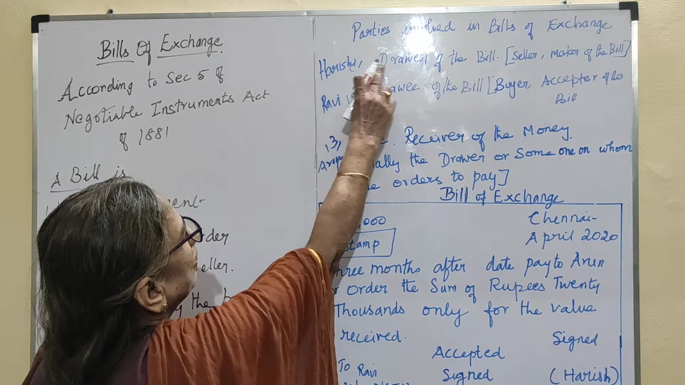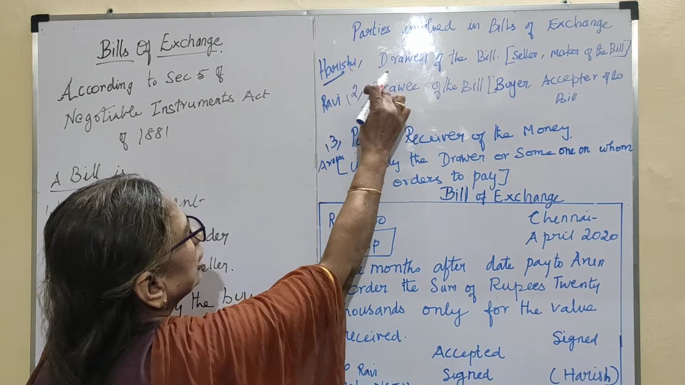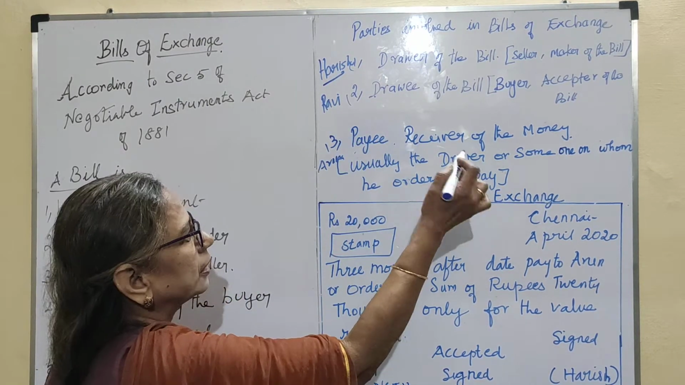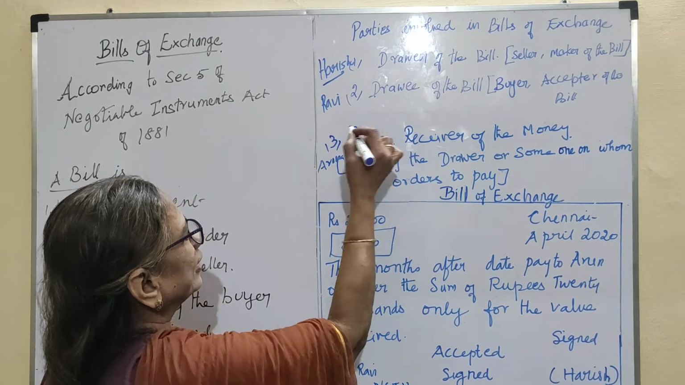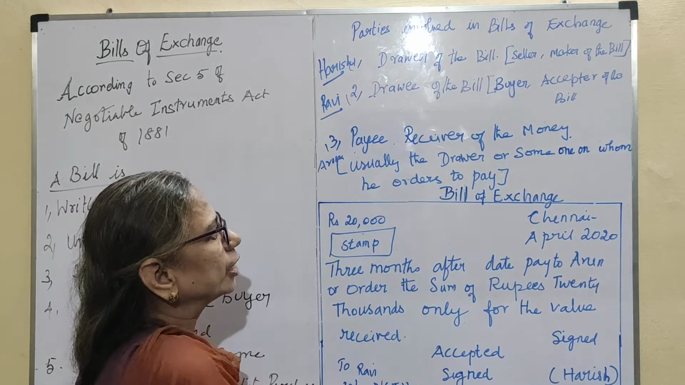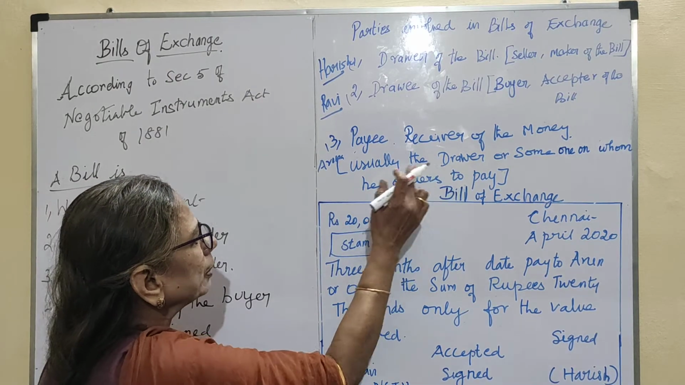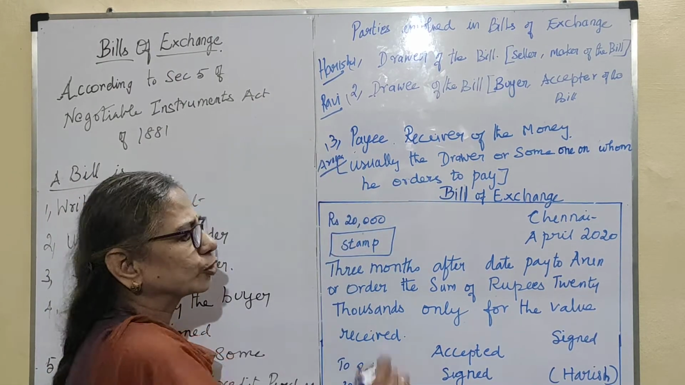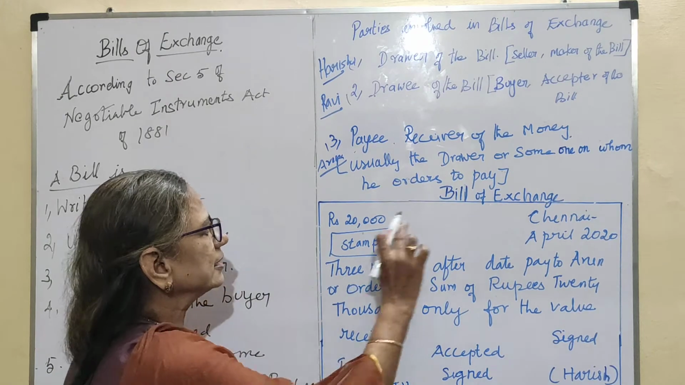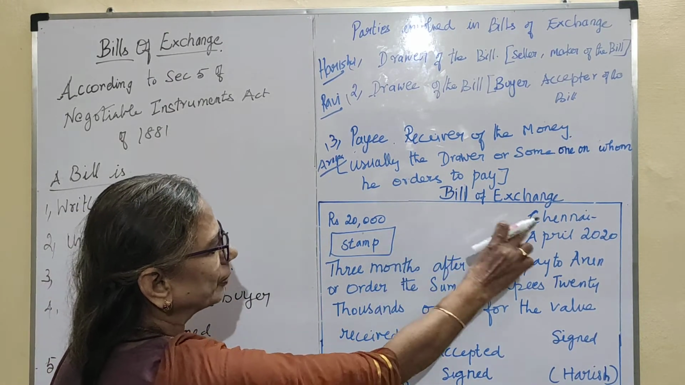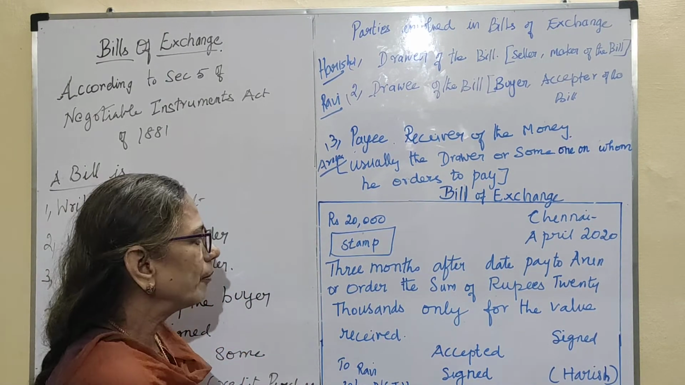Okay. Now the parties involved: Harish, the drawer of the bill, the seller, who is doing the credit sales; Ravi, the buyer of the goods, who accepts the bill; and the payment should be made to another third person who is called Arun. Now let us see the bill of exchange. This is the format of the bill of exchange, the specimen form.